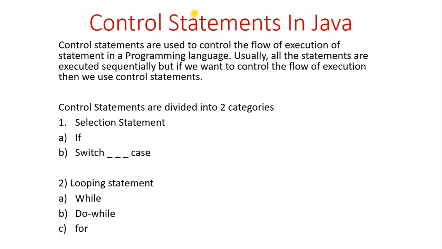In the control statements, I have told that there are two categories: one is the selection statement and another is the looping statement. In the selection statement, we have seen all four types of if, with many examples. Now we will see the switch case statement.